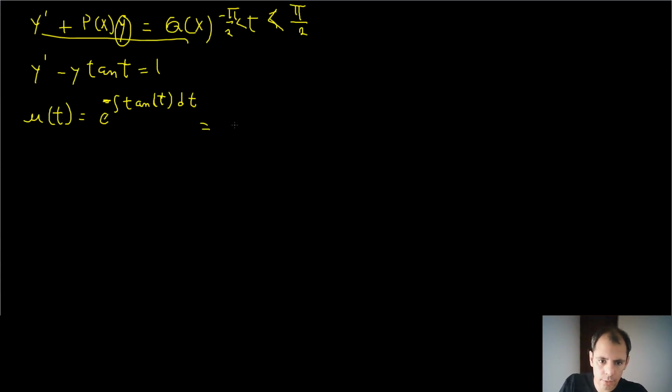So this equals e to the ln cosine of t. But guess what? Again, this is an e, and you got an e here, a hidden e. So the whole thing equals the cosine of t. This equals the cosine of t. So the cosine of t is u of t. All right, so let's do this.